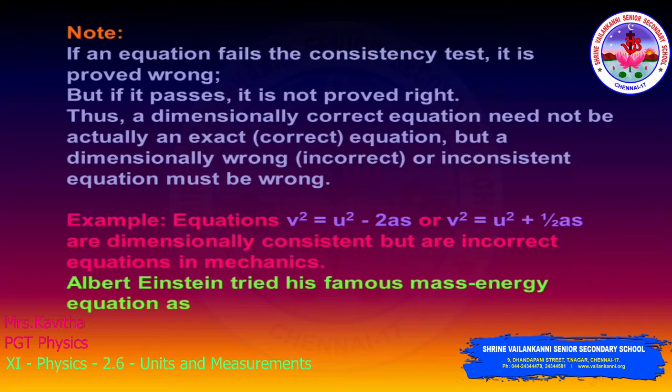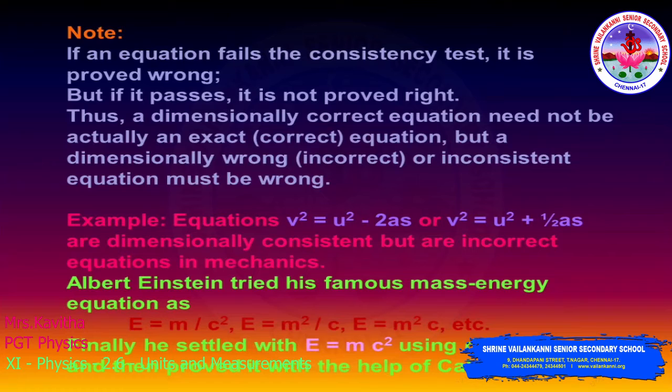One more thing: Albert Einstein tried his famous mass-energy equation as E equals m by c square, E equals m square by c, or E equals m square c. But we know that E equals mc square. These are all dimensionally consistent, so finally he settled with E equals mc square, by using the dimensions as well as the calculus of mechanics, both considered together.